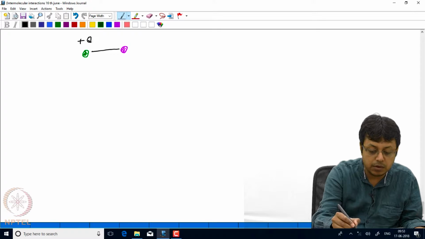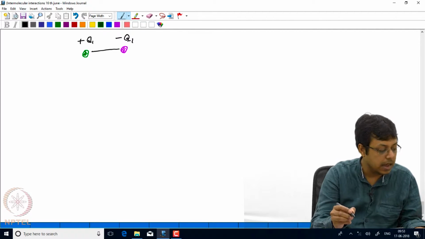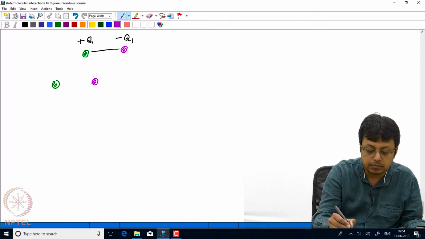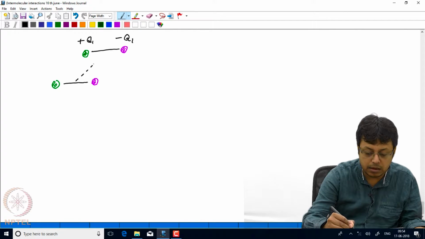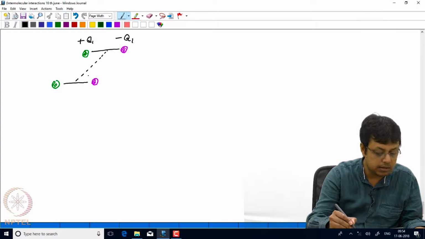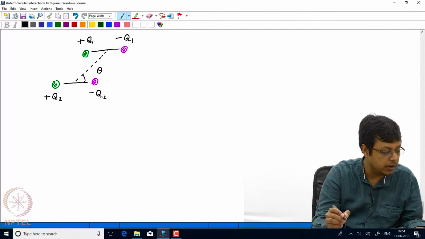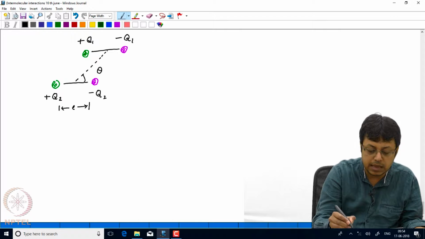So, this is plus Q1 and this is minus Q1, and then suppose the second dipole has an orientation like this. So, the dipoles are still parallel to each other, but there is an angle between the dipoles, and this angle let us call theta. So, I will have plus Q2 and minus Q2 here, and as before the length of the dipoles let us take to be equal, this is L, and the length of the other dipole also we take to be L.